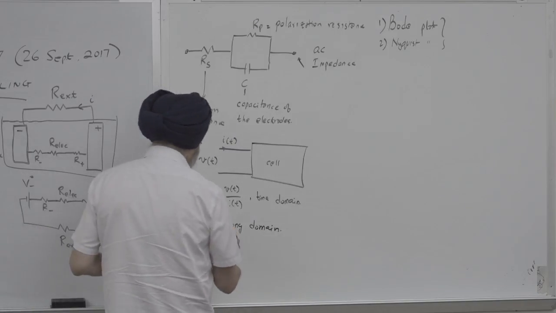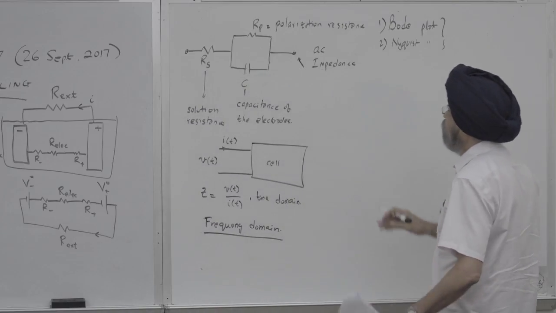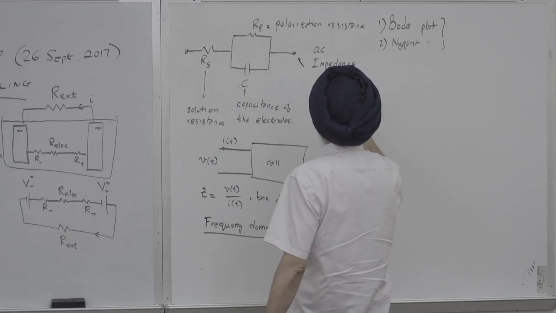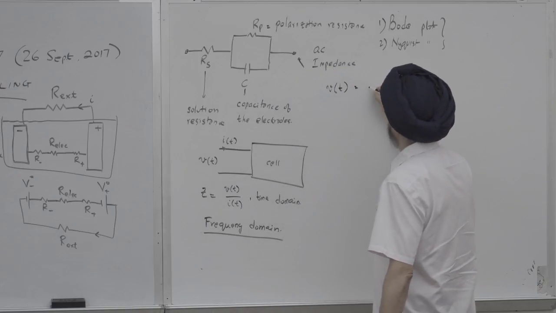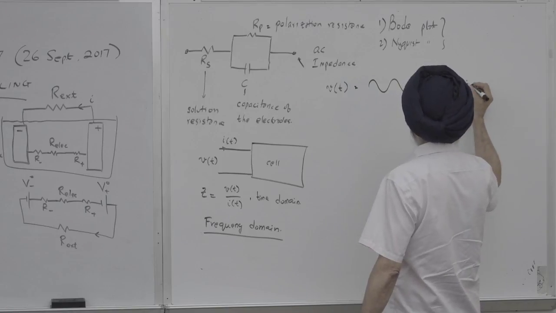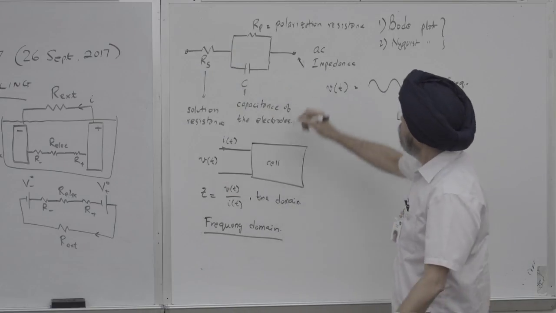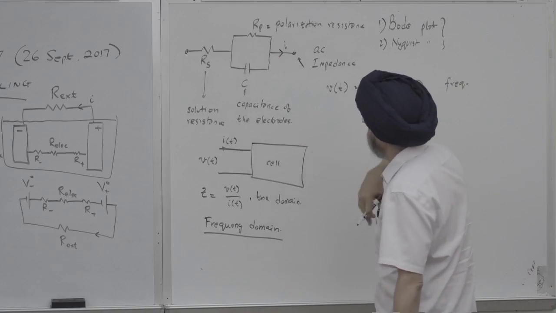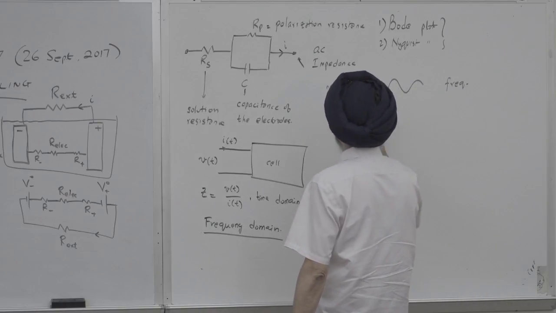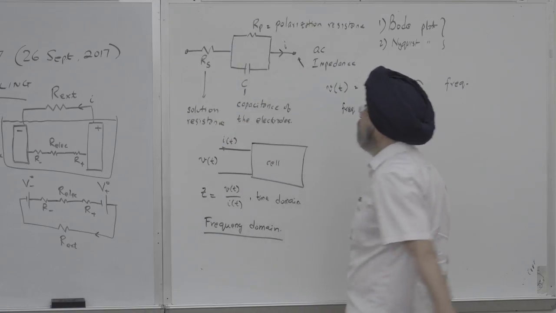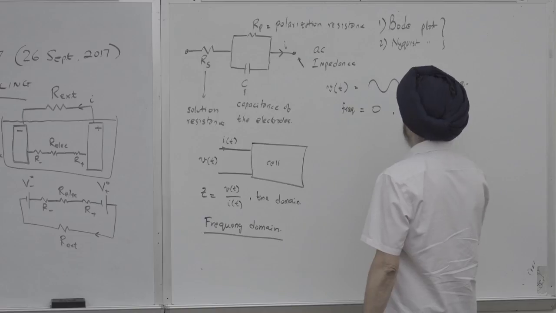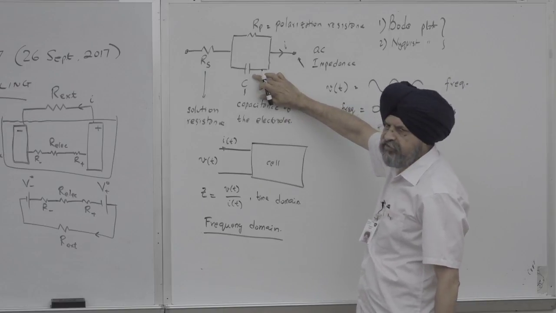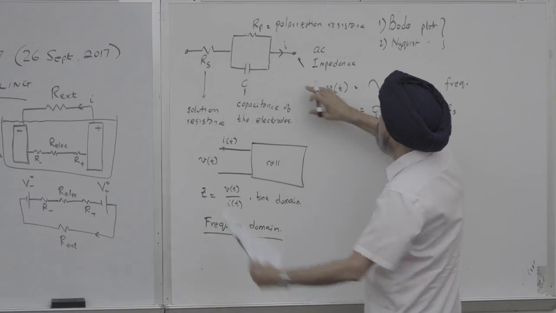I'll give a very crude example of why we like to work in the frequency domain. Look at this circuit. If we apply a voltage as a function of time, a sinusoidal voltage with a certain frequency, and we measure the current, that's how we can get some idea what's going on. That's how we can get the impedance. Suppose the frequency of this voltage is 0, then our impedance will be Rp plus Rs, because when the frequency is 0, the capacitor has infinite impedance.